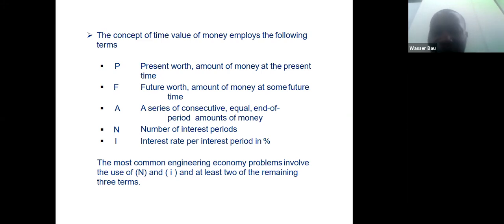The next index is what we call the N, the number of interest periods. Most times the number of years the project will last is the N. And the next one is the interest rate, which is represented by I. We have discussed extensively how the interest rate can be a hurdle rate, discount rate, financial rate, inflation rate, and what have you. So the most common engineering economy problems involve the use of N and I, and at least 2 of the remaining 3 terms.